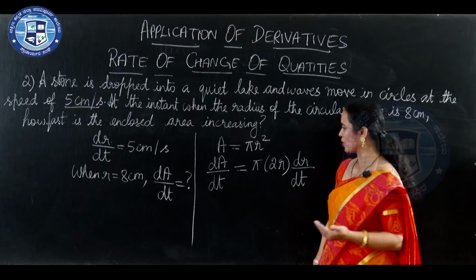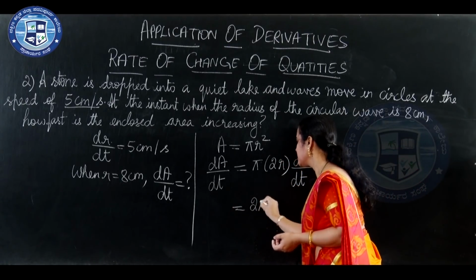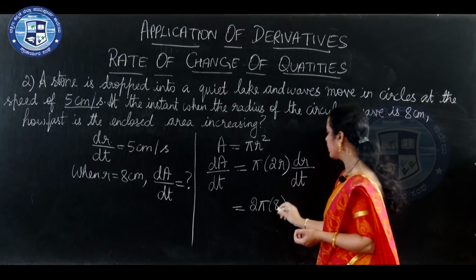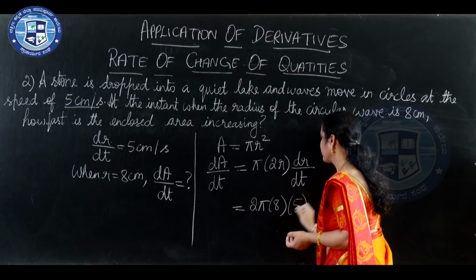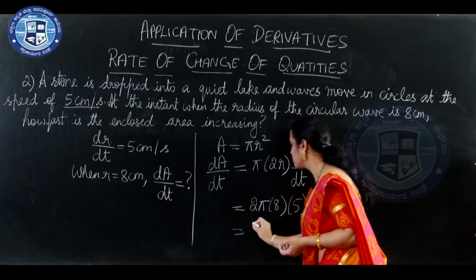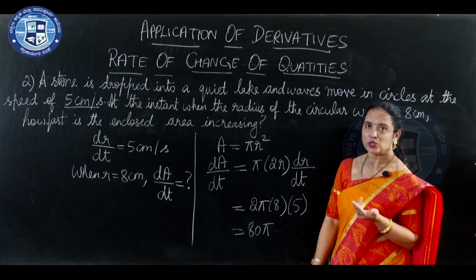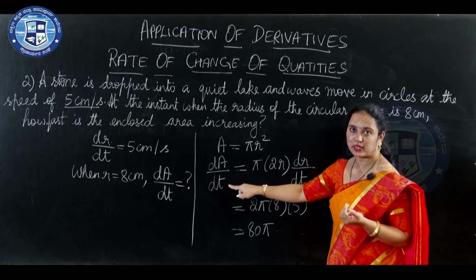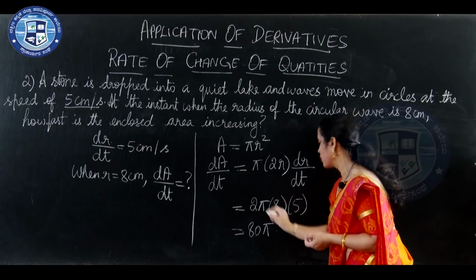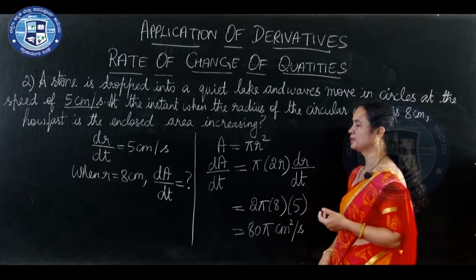Now substitute whatever is given: pi as it is, r is given as 8, dr by dt is 5. So 8 into 5 is 40, 40 into 2 is 80, you will get 80 pi. What will be the units? It is dA by dt. A is area, square units. So you will write it as centimeter square per second.